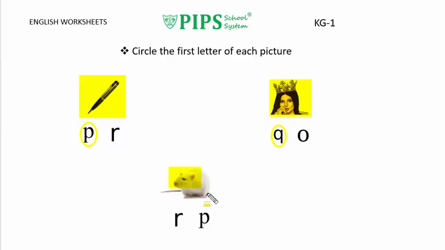This is a rat. The initial letter of rat is R. Sounds like R. R. Rat. Now we will circle the letter R.